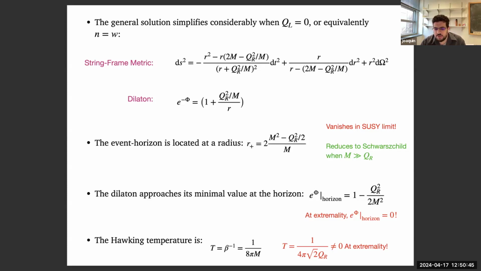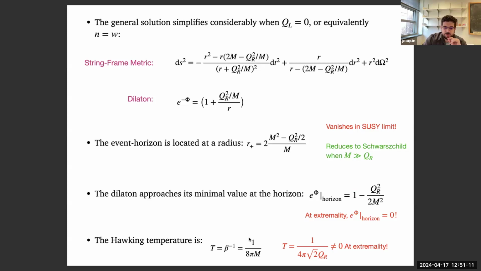Sorry, e to the phi becomes smaller. The string coupling becomes smaller. The value that it takes at the horizon is given by this expression, and you see that at the extremality, the string coupling is identically 0. So no matter what string coupling you have far away, if it's big or small, it will flow to exactly 0 at the singularity. And this is important for the approach to make sense.